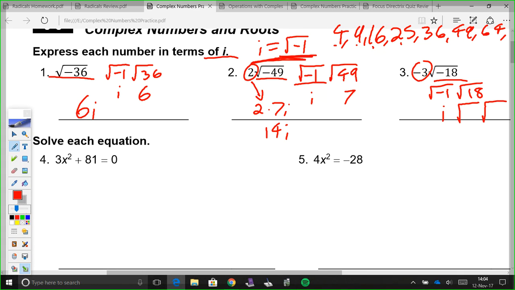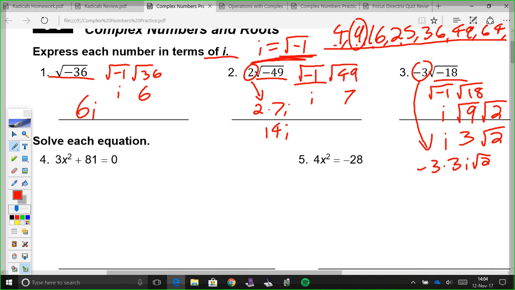But to simplify, I will try to find which one of these perfect squares divides into 18. I can take 18 and try to divide it out and see what would work. So I realized that I could use 9. 9 is a perfect square that goes into 18. 9 times 2, to be more specific, makes 18. And I can simplify this. I'm going to bring my i down. I'm not going to change that. But the square root of 9 is 3. It's a perfect square. And the square root of 2 is my remainder, and it stays the same. So this becomes a 3i square root of 2. But again, don't forget, I have that negative 3 in the front, so I have to multiply my negative 3 with that, making it a negative 9i square root of 2. Because negative 3 times 3 is a negative 9.